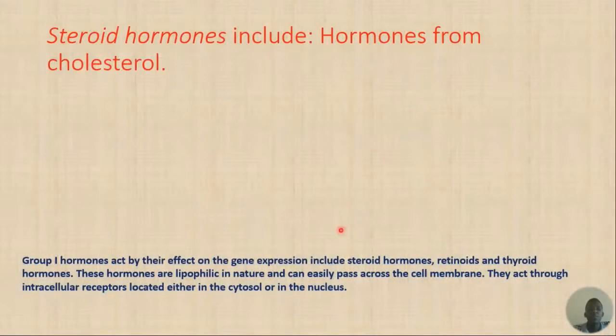Okay, so steroid hormones are group 1 hormones. Group 1 hormones act by their effect on gene expression. They include steroid hormones, retinoids, and thyroid hormones. These hormones are lipophilic in nature and can easily cross the cell membrane. They act through intracellular receptors located in the cytosol or nucleus.